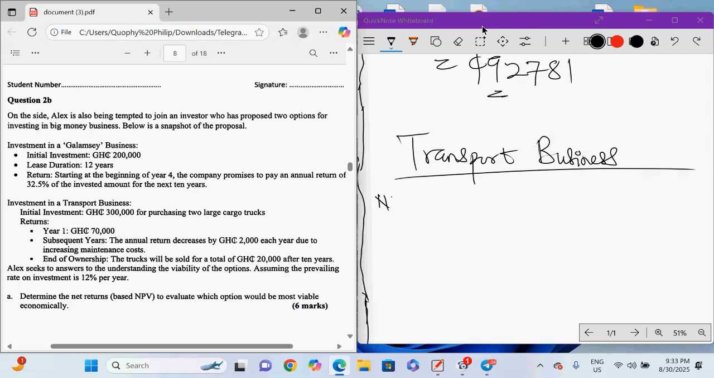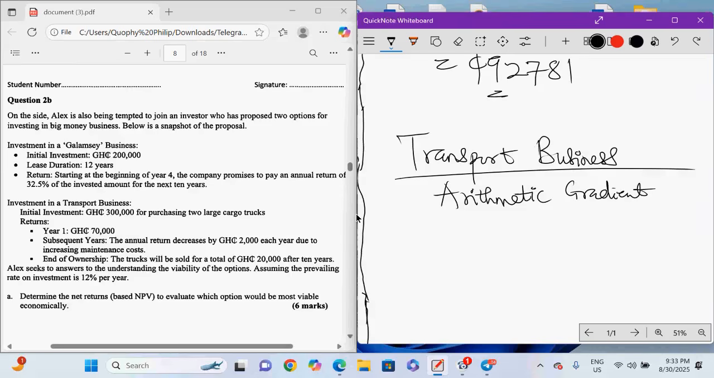All right. So which type of cash flow is this? Is it increasing or decreasing by a percentage, or by a specific amount? This is by a specific amount. It is decreasing by 2,000. So that is the arithmetic gradient, right?